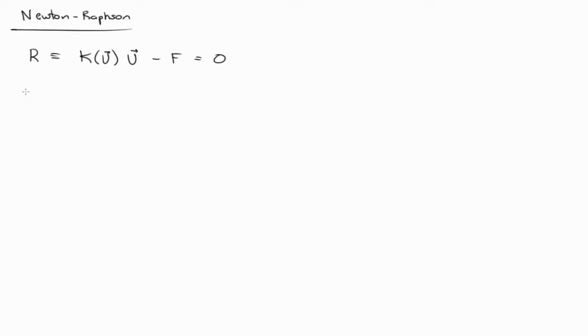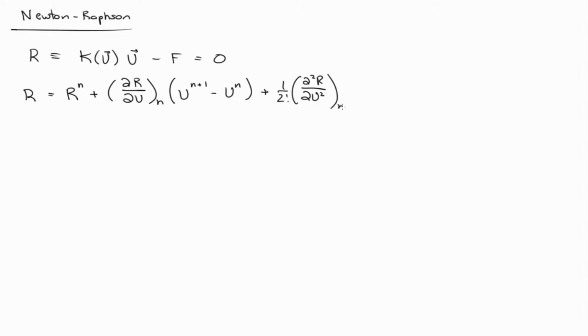And so if we Taylor expand the residual about n plus 1 equal to n, all these u's are vectors. In fact, the residual is a vector too.